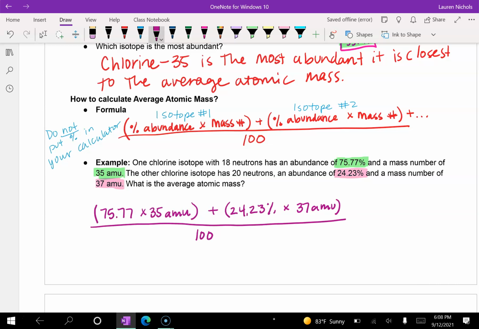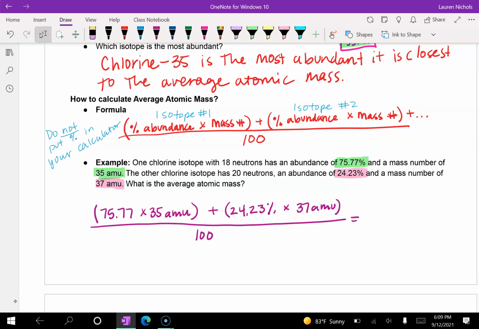Now, if you're using a regular calculator, you can do this all in one step. Just make sure you use your parentheses. If you're doing it at home on your cell phone calculator, it's not recommended, but it can be done. I just recommend that you practice using the calculator you plan on using during a quiz or test.